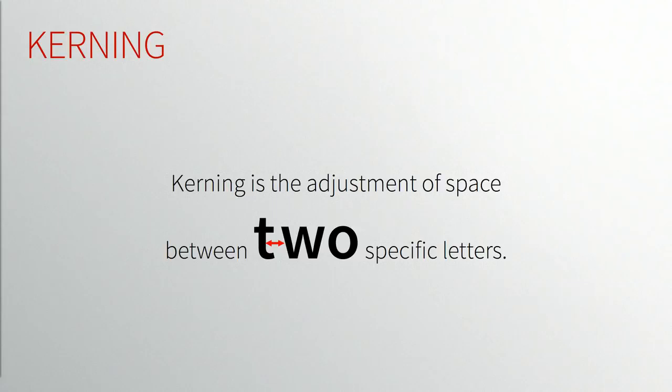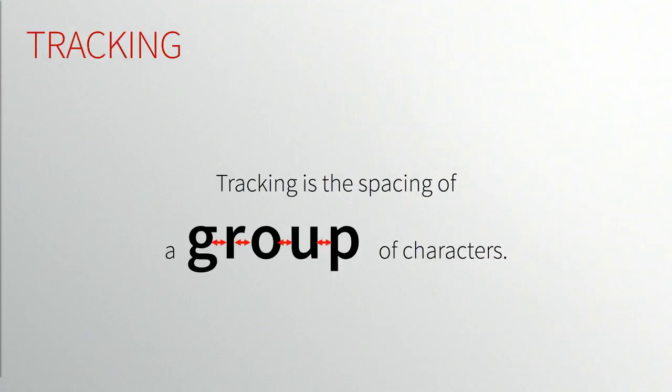Okay. On the other hand then, the difference, just to make you aware, people ask about our tracking. Tracking is different because it is the spacing of a group of characters. This is tracking. Kerning is simply between two letters. Okay, so pretty straightforward. Tracking is everything. Kerning is just between two.